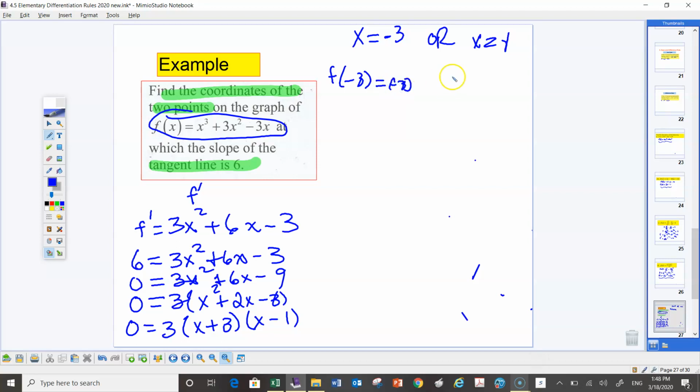Negative 3 cubed. Okay, this pen is really acting up on me here. Just bear with me. Try it again.